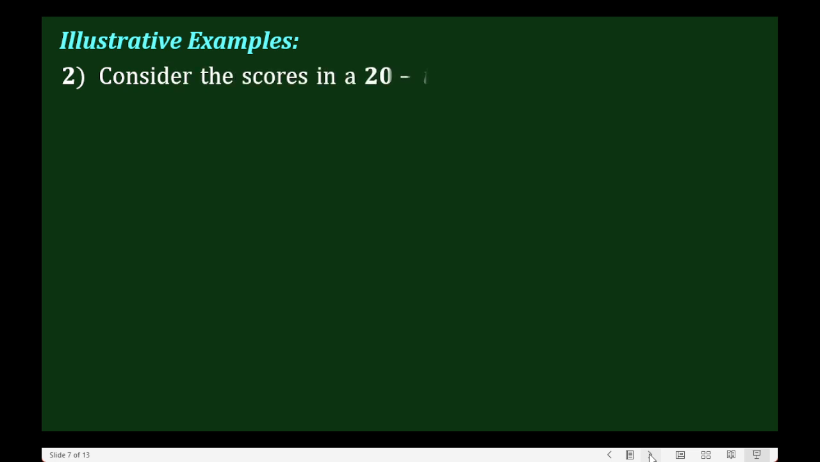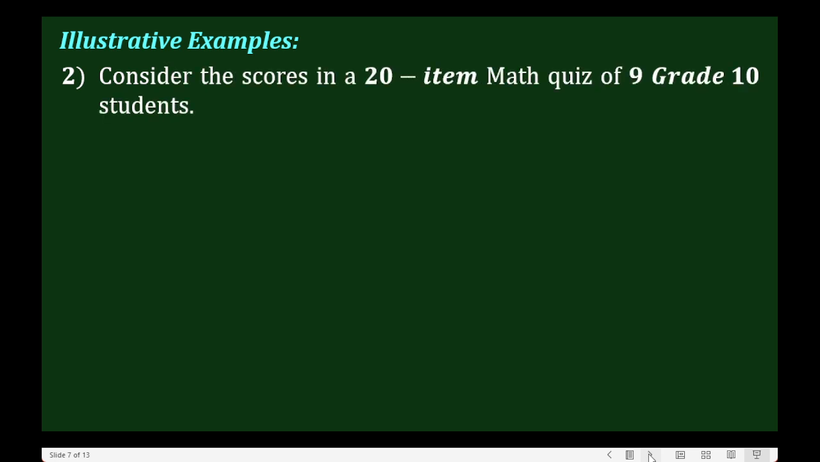Next, number 2. Consider the scores in a 20-item math quiz of 9 grade 10 students. And these are 11, 13 for the second student. For the third, he got 14. Fourth student got 15 out of 20. Next student also got 15. Another one got a score of 16. Next, he got 19. The 8th student also got 19, and this is the 9th student who got a perfect score of 20.